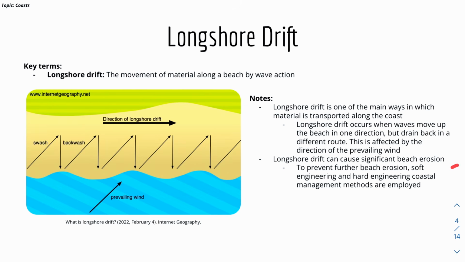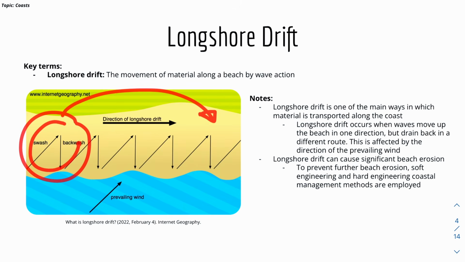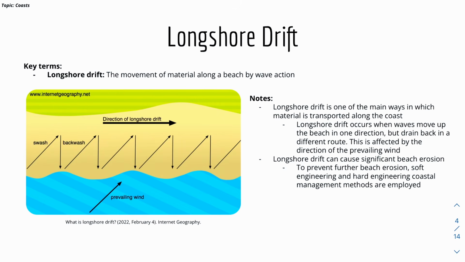And longshore drift can cause significant beach erosion, as let's say you have all the materials like evenly spread around the beach. Let's say the sand's all around here. As longshore drift occurs, all the materials will be transported to the right, which means that the sand that's originally on the left will be transported to the right, which leaves this area here basically bare, or like no sand. So this is a kind of coastal erosion or beach erosion.